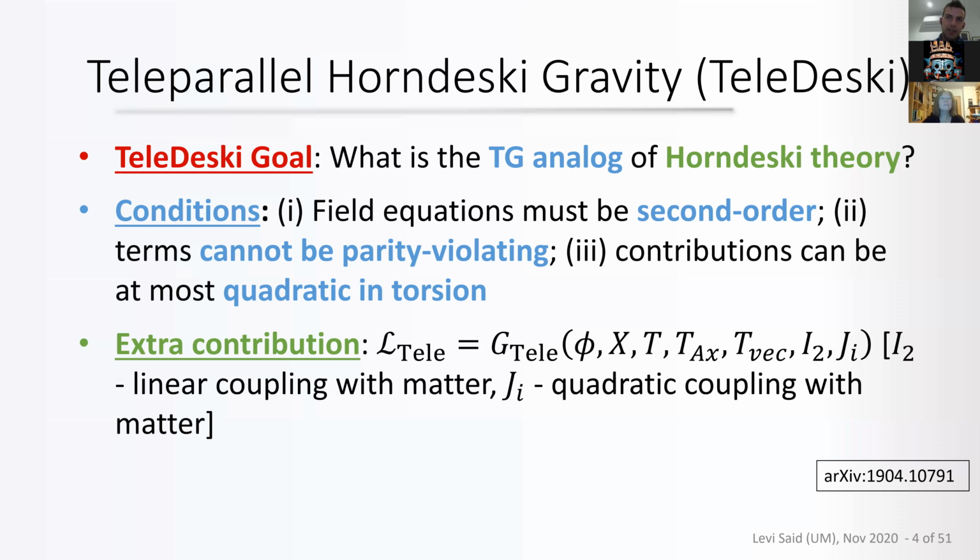We have our first condition, being that we still want second order theories. As a second condition, we don't want parity violating terms. At first glance, you wouldn't want these things, at least at your first stab at the teleparallel Horndeski theory. And what I was saying earlier comes into our third point, which is that we limit ourselves to having quadratic contractions of the torsion tensor.